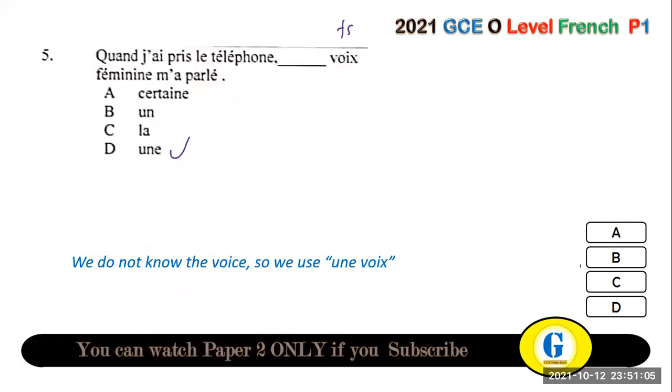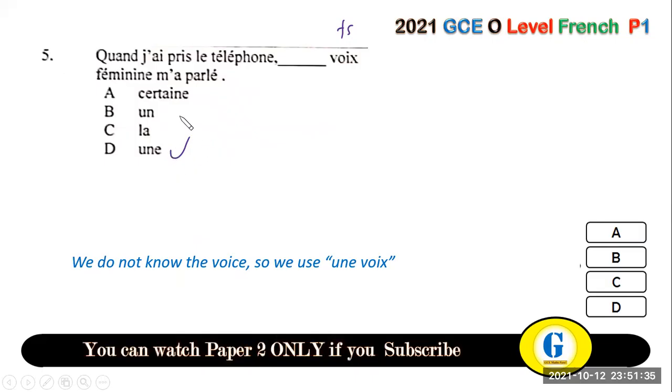Cinquième question. Quand j'ai pris le téléphone, blablabla, une voix féminine m'a parlé. So when I picked up the phone, dash voice, dash feminine voice spoke to me. So we do not know the voice here, right? So we can say a feminine voice, and the A here is une.